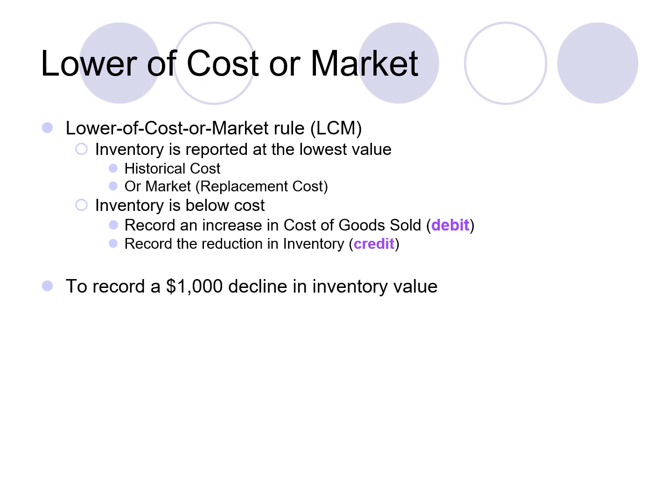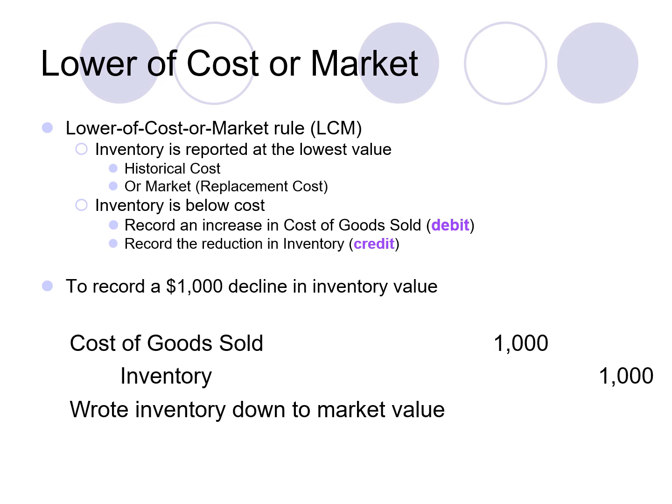So to record a 1000 decline in inventory, you'll make this entry: cost of goods sold 1000, that is debit, and inventory 1000, and you write inventory down to market value. In order to check the efficiency or usage of your inventory, certain ratios can be used.